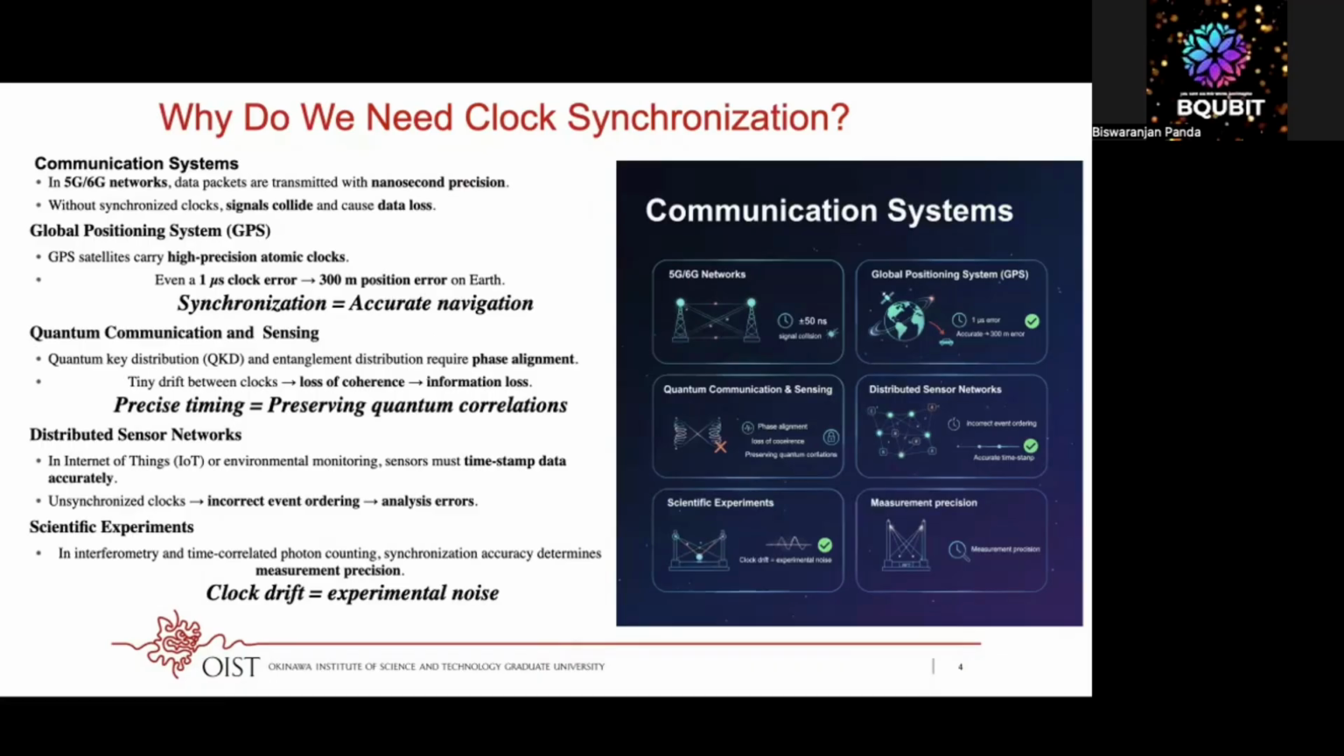Why do we need clock synchronization? One simple example I can give before going to the slide: suppose you went to an ATM to withdraw some money. You took your money from the ATM, then you checked your balance.